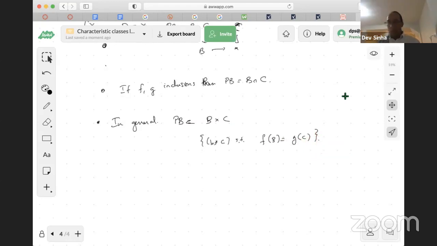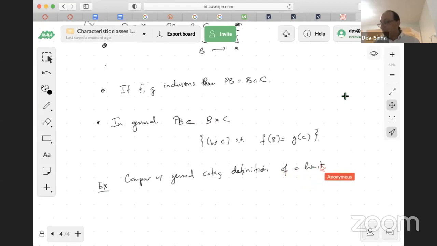Okay, so there isn't much to this. You know, there's some basic things. If you've never played with these categorical definitions, here's a little exercise. Compare the pullback with the general categorical definition of a limit. That's immediate. And then one thing about limits, show that the pullback is unique. So if you haven't played with these kind of categorical definitions before, that's worth doing.